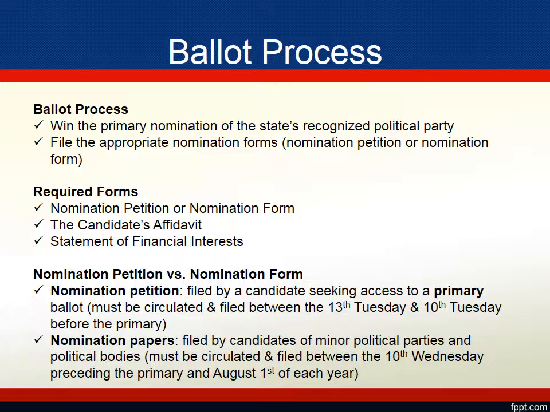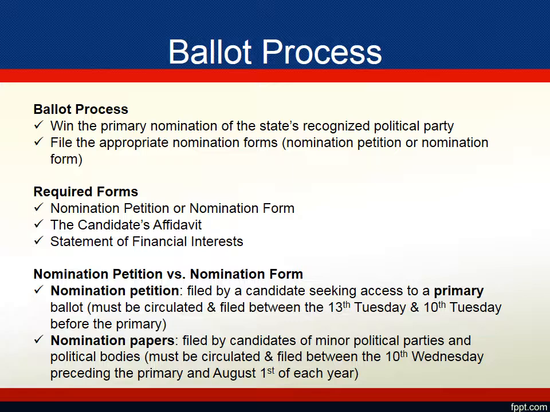Pennsylvania holds municipal elections in odd-numbered years in November. There are 2 ways of getting your name on the ballot as a candidate. The first method is to win the primary nomination of the state's major political parties. In this case, the state of Pennsylvania's major political parties are the Republican and Democrat parties. The other method is to file the appropriate nomination forms. In addition to the nomination forms, the candidate's affidavit and statement of financial interest are required forms that must be completed by candidates.